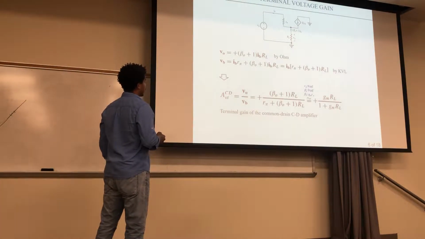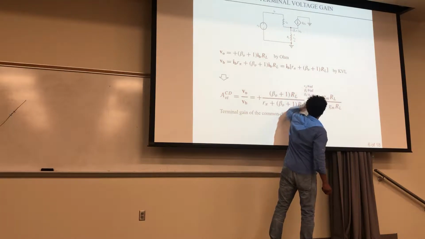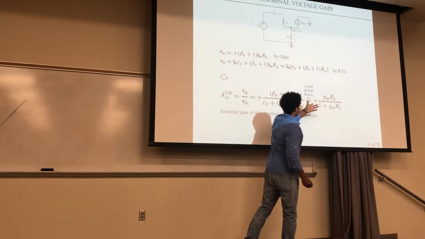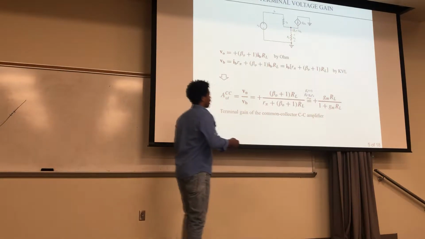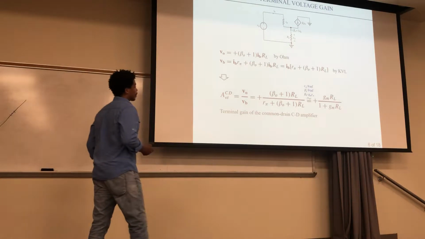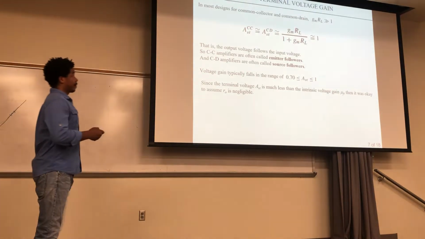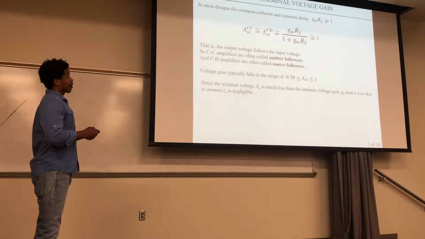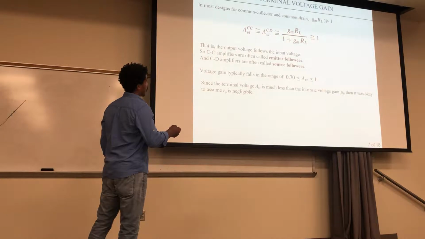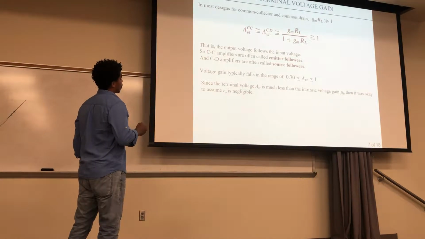Now for the common drain CD, here's the difference. You assume that your R pi and your beta 0 get very large. In that case, they happen to equal what you get back here. So here, this was for CC, and this was for CD. They just happen to equal the same values here. Now for most designs, for the common collector and common drain, if your transconductance times your load resistor is much greater than 1, then this 1 right here, added to this large value, becomes insignificant. So this just becomes about 1 right here. It's kind of interesting that your gain for both of those is about 1.